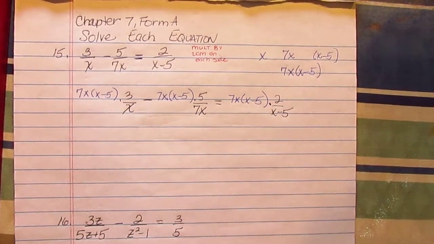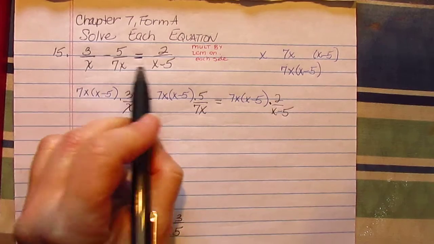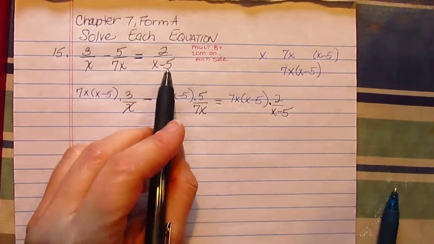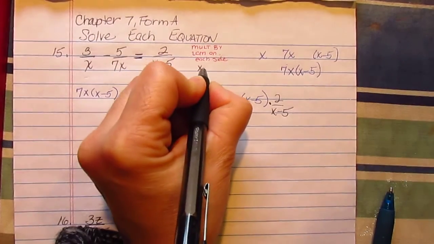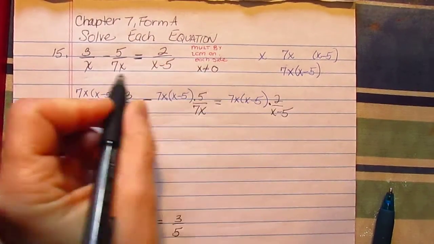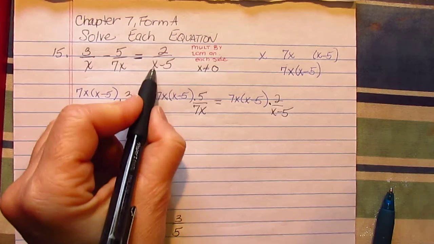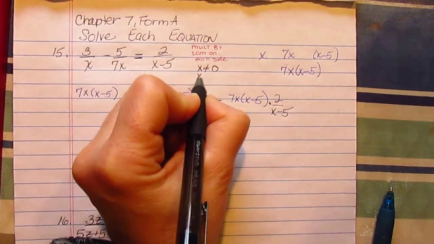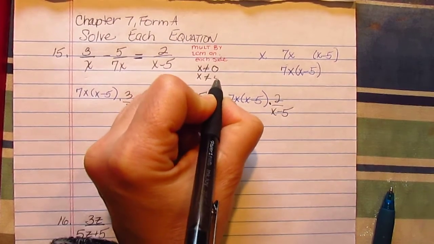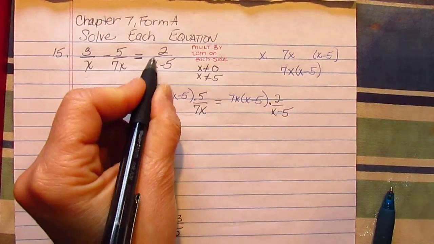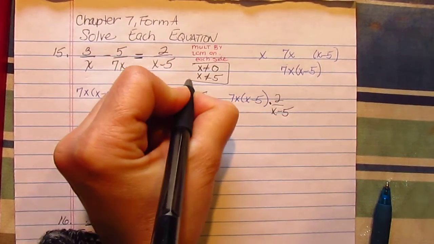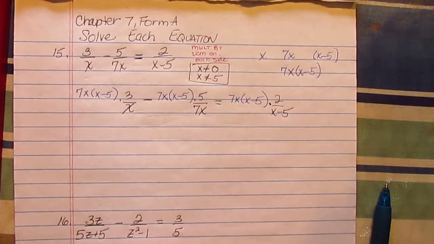I want to note something here. These are denominators. There are a couple of things that x cannot be. x cannot equal 0. And what else? This denominator can't be equal to 0. When does that equal 0? That's when x equals 5. So if x equaled 5, this would be a problem. Keep that in the back of your mind. We'll take care of it later on.